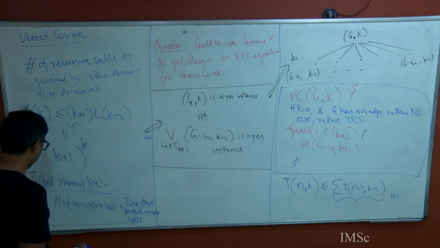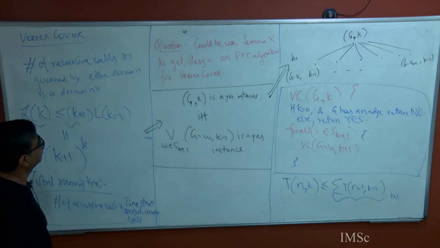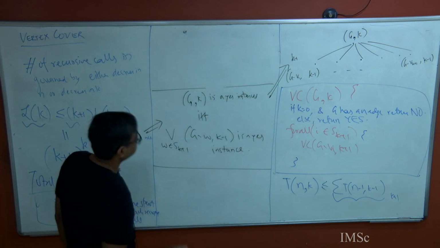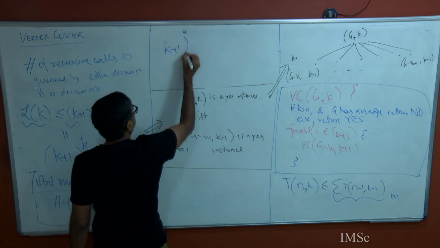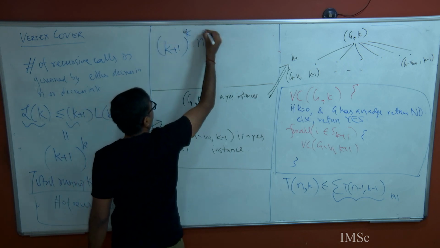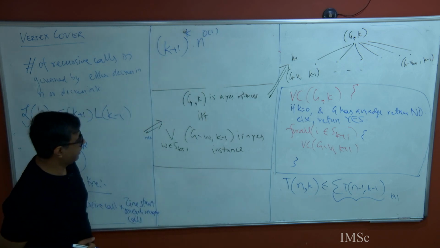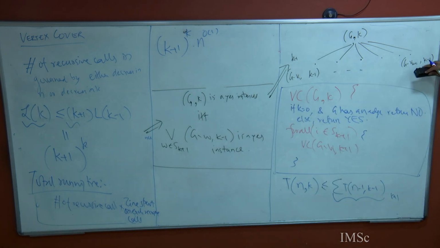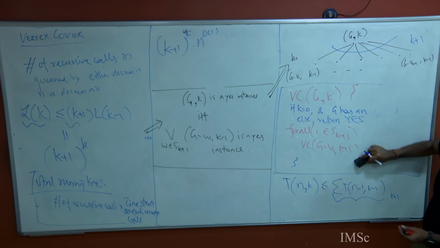Okay? So, what running time of the algorithm did we get? Let's look at another way of looking at it. Look at your tree. What is the factor of branching? How many children you create at any point of time is k plus 1. What could be the depth of this tree?